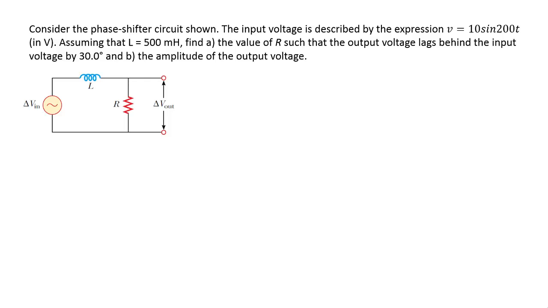As you can see in this case, the output voltage is nothing else than the voltage across the resistor. The problem gives us how the voltage provided by the source changes with time, which means that we implicitly know the maximum value of the voltage across the source, 10 volts, and the angular frequency omega, 200 radians per second. It gives us the inductance as 500 millihenry and the phase angle between the voltage across the resistor and the voltage in the circuit. We need to find the resistance.